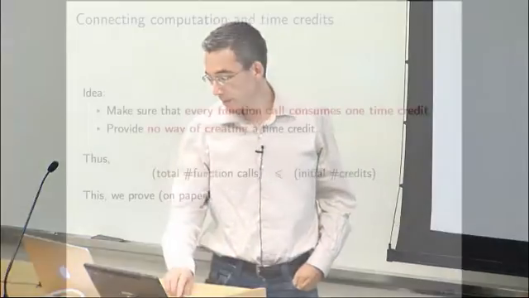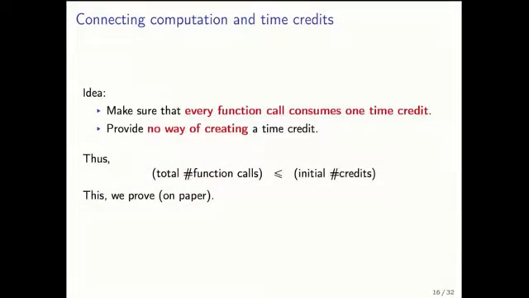Intuitively, one might think that it would be sufficient to say every recursive function call costs 1 credit. But since we are in a higher-order language, we don't really know ahead of time which functions are going to be recursive, which functions are going to call each other. So it's simpler to just say every function call costs 1.